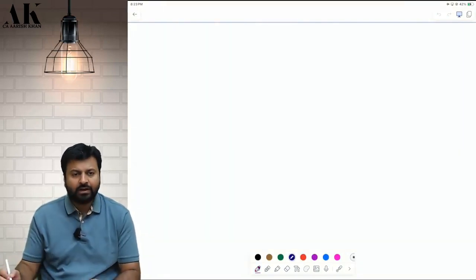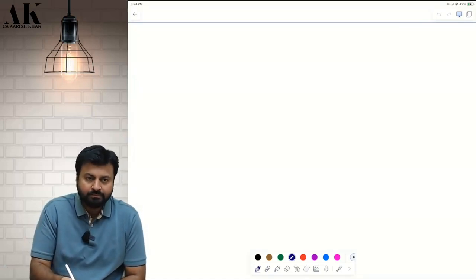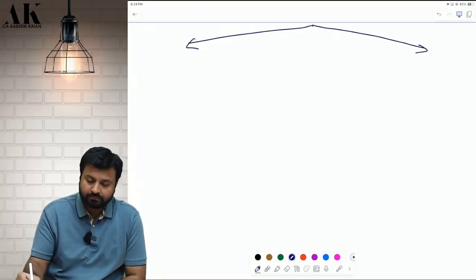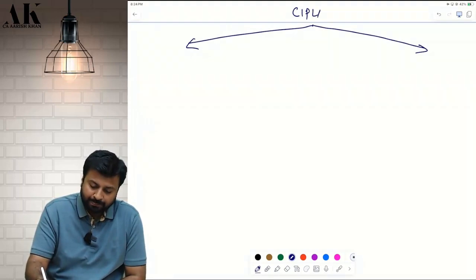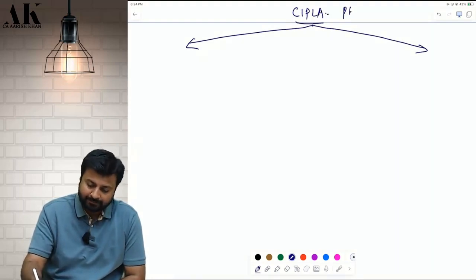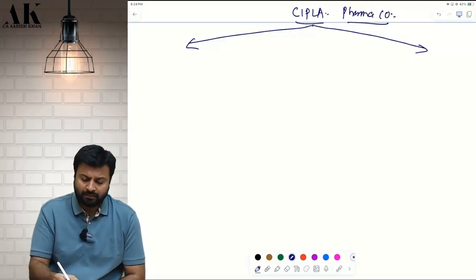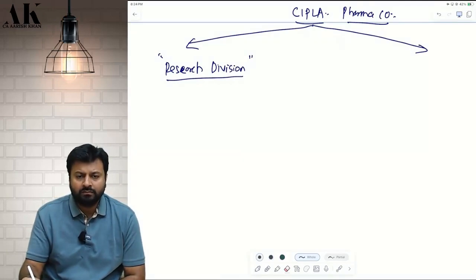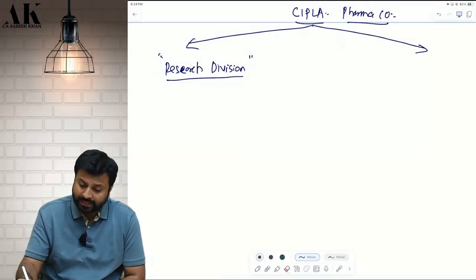Now, one last thing that I would like to address. Pay attention, please. Suppose in every company which is engaged in scientific research, there are two departments. Suppose this is Cipla, a pharma company. There are two departments in Cipla. One is called the research department, or research division, and the second is called the business division.